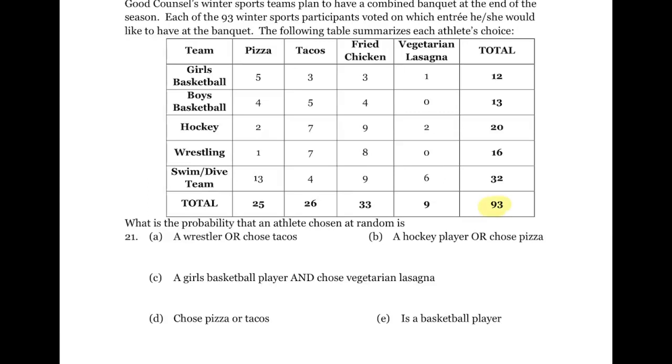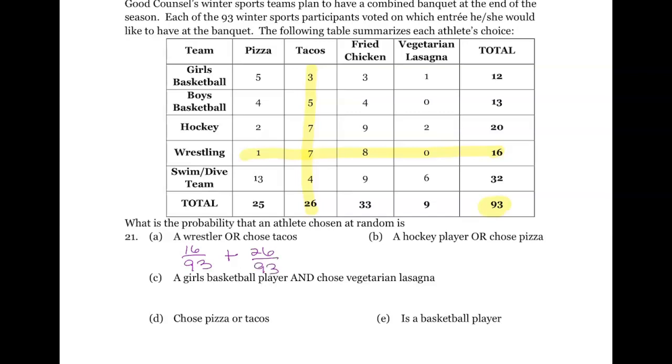What's the probability that an athlete chosen at random is a wrestler or chose tacos? Okay, so where are all the wrestlers? Here are the wrestlers, so there's 6 of them. And it's probability, so 16 over 93. Okay, or is addition, plus chose tacos. Okay, so where are the tacos? Right here. So that's going to be 26 over 93.